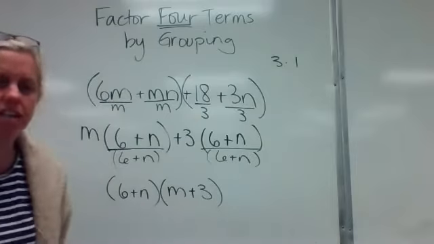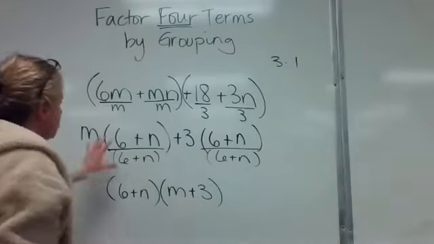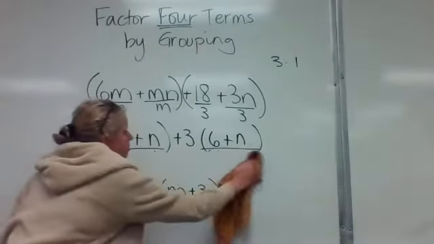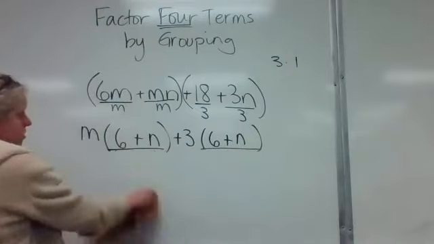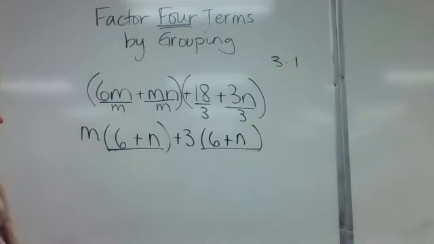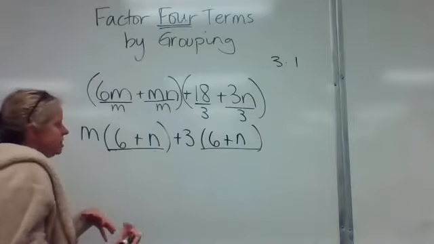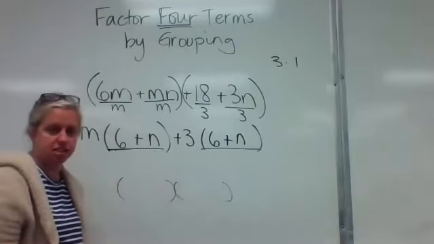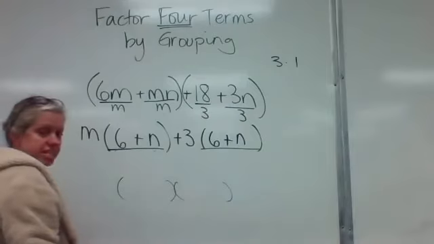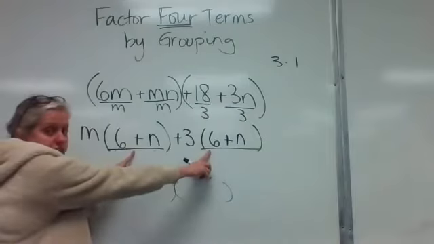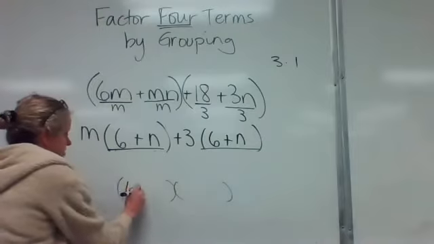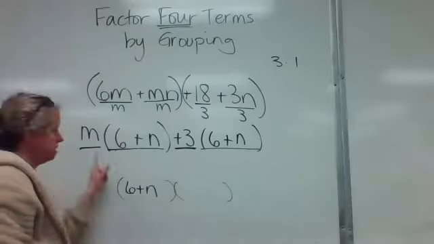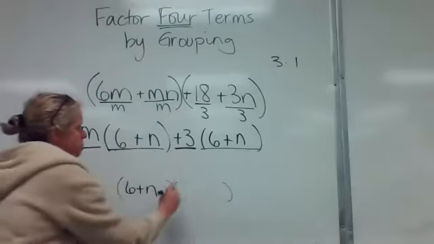Now, kind of a shortcut that you can do on this is once you get to this part, instead of pulling the 6 plus n out of both of those, the shortcut is I'm going to end up with two factors, two things in parentheses after this. One of the parentheses is going to be what's in common here, so 6 plus n. The other parenthesis is just going to be those terms, what's on the outside, which is m plus 3.